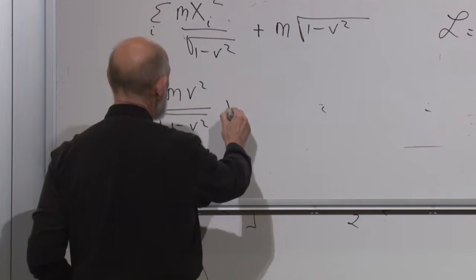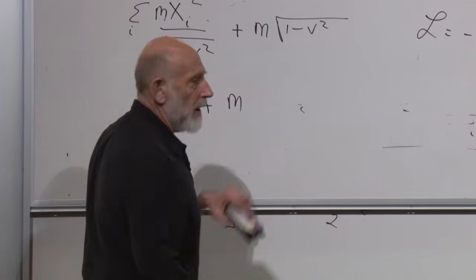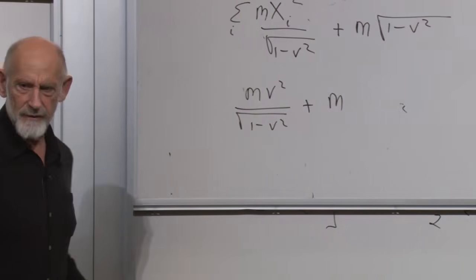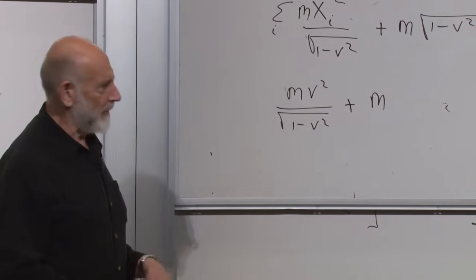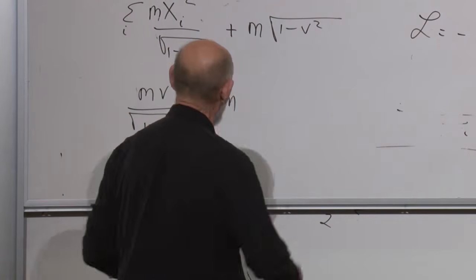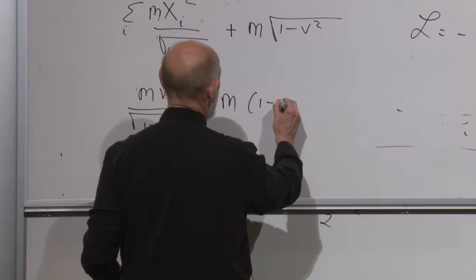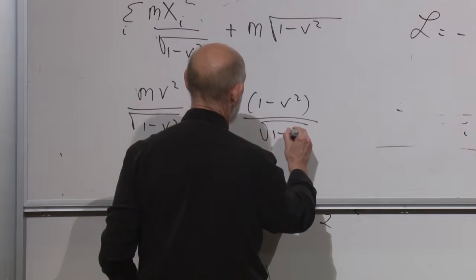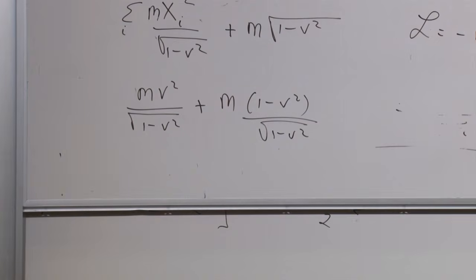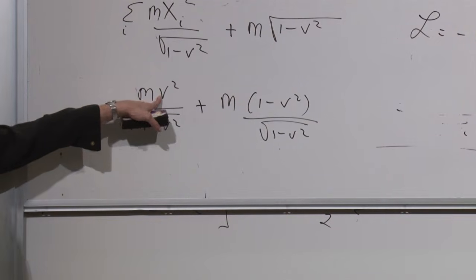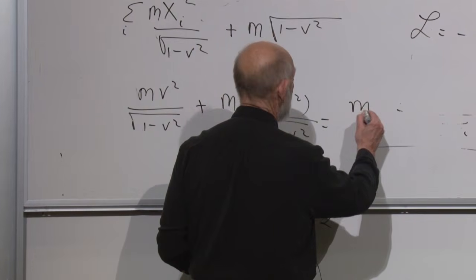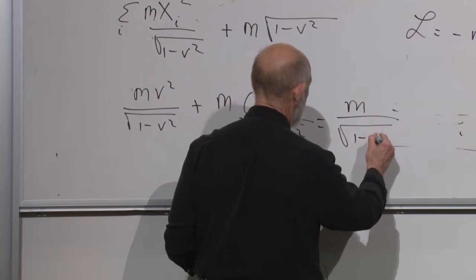Then we have to add plus m times the square root in the numerator. How are we going to add a thing with a square root in the numerator to a thing with a square root in the denominator? Well, we'll put everything in the denominator. So we multiply and divide by the square root of 1 minus v squared. That gives us 1 minus v squared in the numerator, and the square root of 1 minus v squared in the denominator. There we are. Now it doesn't look so fearsome anymore, because we notice immediately that m v squared over here cancels m v squared over here, and the whole thing is m upon the square root of 1 minus v squared.